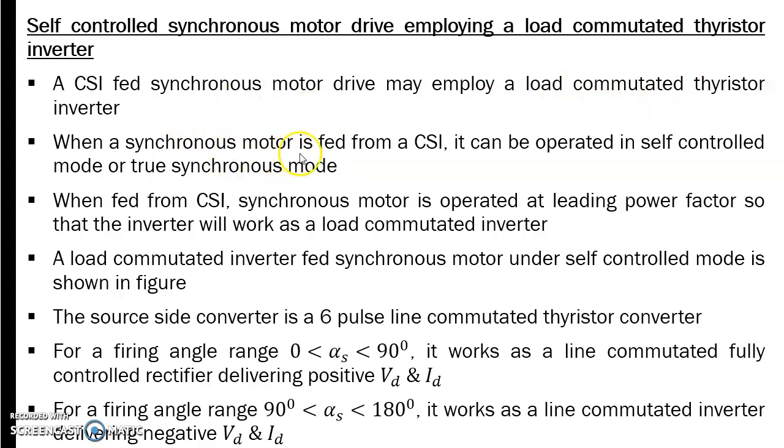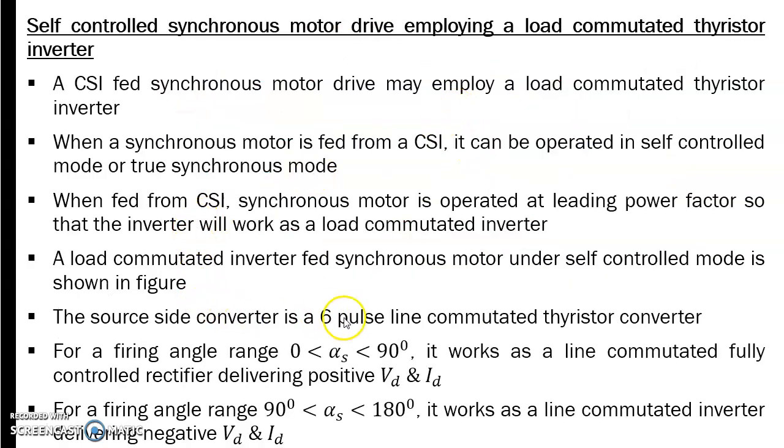When a synchronous motor is fed from a CSI, it can be operated in a self-controlled mode or in a true synchronous mode. When fed from a current source inverter, the synchronous motor is operated at leading power factor so that the inverter will work as a load commutated inverter. A load commutated inverter fed synchronous motor under self-controlled mode is given here.